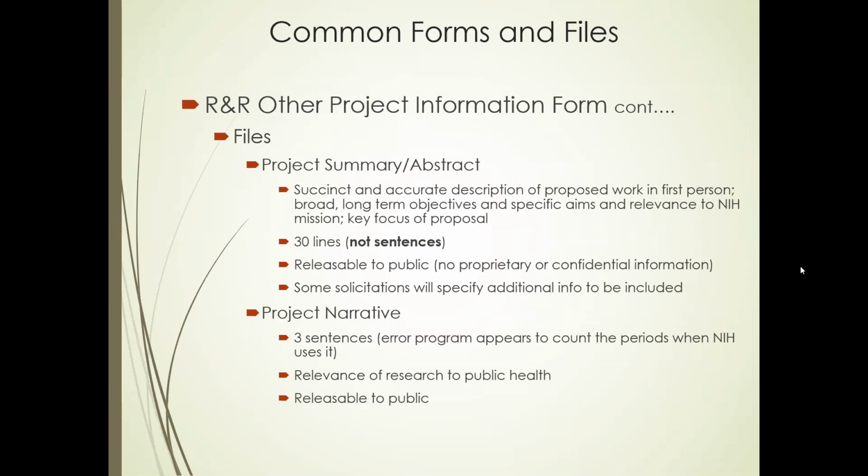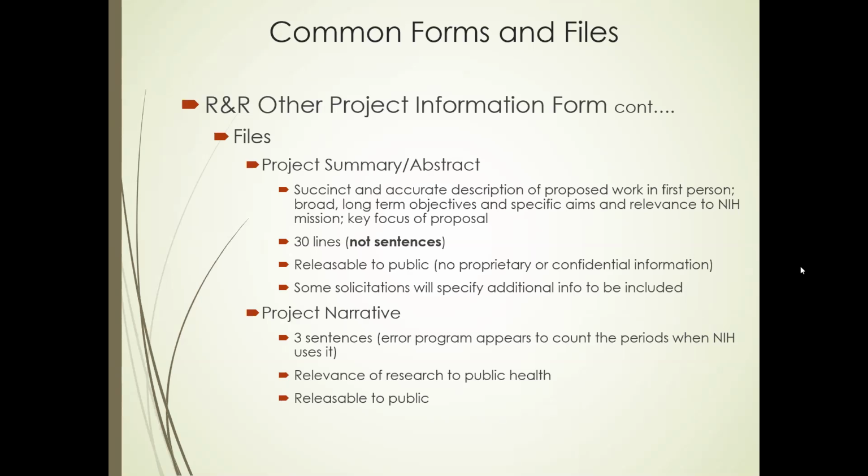So now we're going to go into each of these little subfiles and talk a little bit about each of them. So your project summary abstract is supposed to be releasable to the public, so no proprietary or confidential information. Usually it's 30 lines, and this isn't sentences, it's actual lines of text that they count. So you can't have more than 30. They want it to be in a first person narrative and talk about your long-term objectives and specific aims and the key focus in the mission relationship that this work has. So watch your line counts on this one.